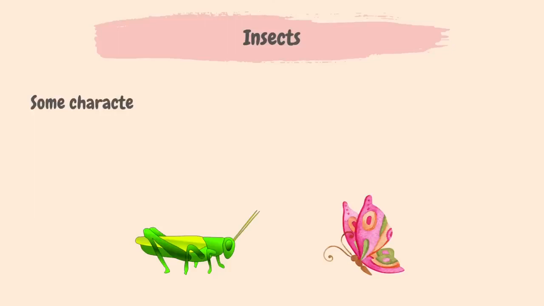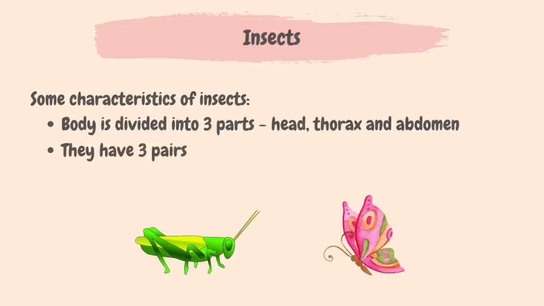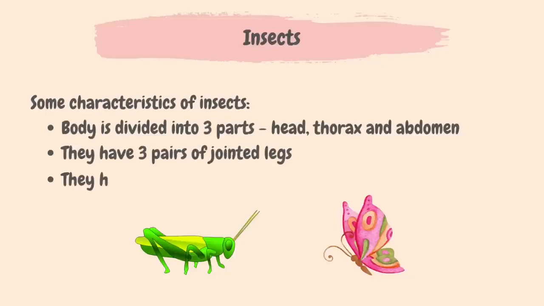Insects are the next group of arthropods. Their bodies are divided into three parts: head, thorax, and abdomen. They have 3 pairs of jointed legs and 2 pairs of wings. Grasshoppers and butterflies are examples of insects.